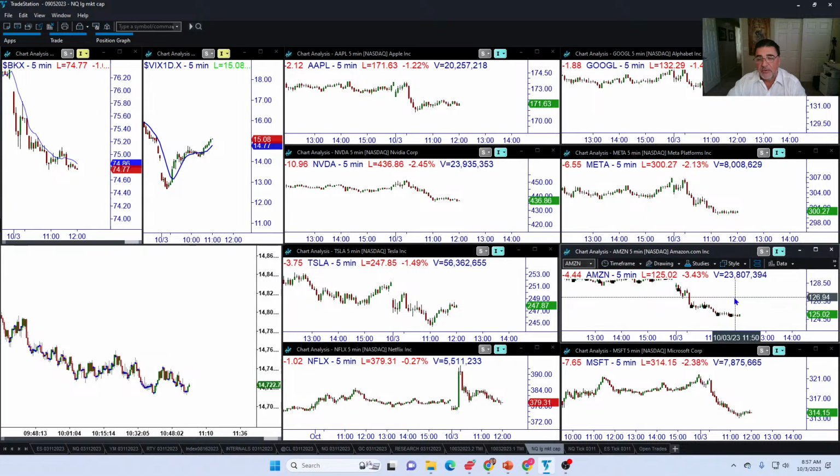Now, if you want to get away from more of the short-term trading, you would just adjust your time frames and then wait for these two to be inverse of each other for your potential trend.